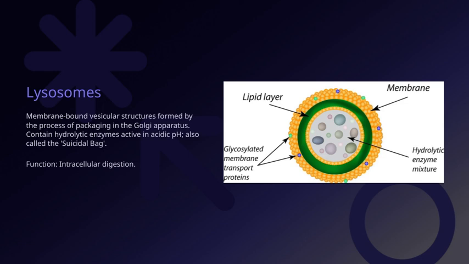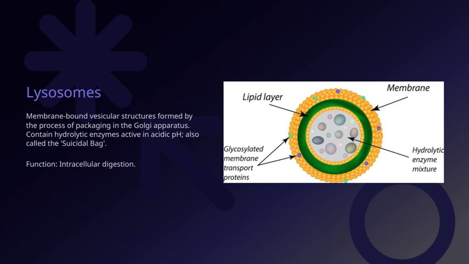These structures are membrane-bound vesicles that are formed through a process called packaging in the Golgi apparatus. Essentially, the Golgi sorts and pinches off these vesicles to create lysosomes. Inside, they contain hydrolytic enzymes. These are special enzymes that break down complex molecules. What's particularly interesting is that these enzymes are active in an acidic pH, which helps optimize their function.